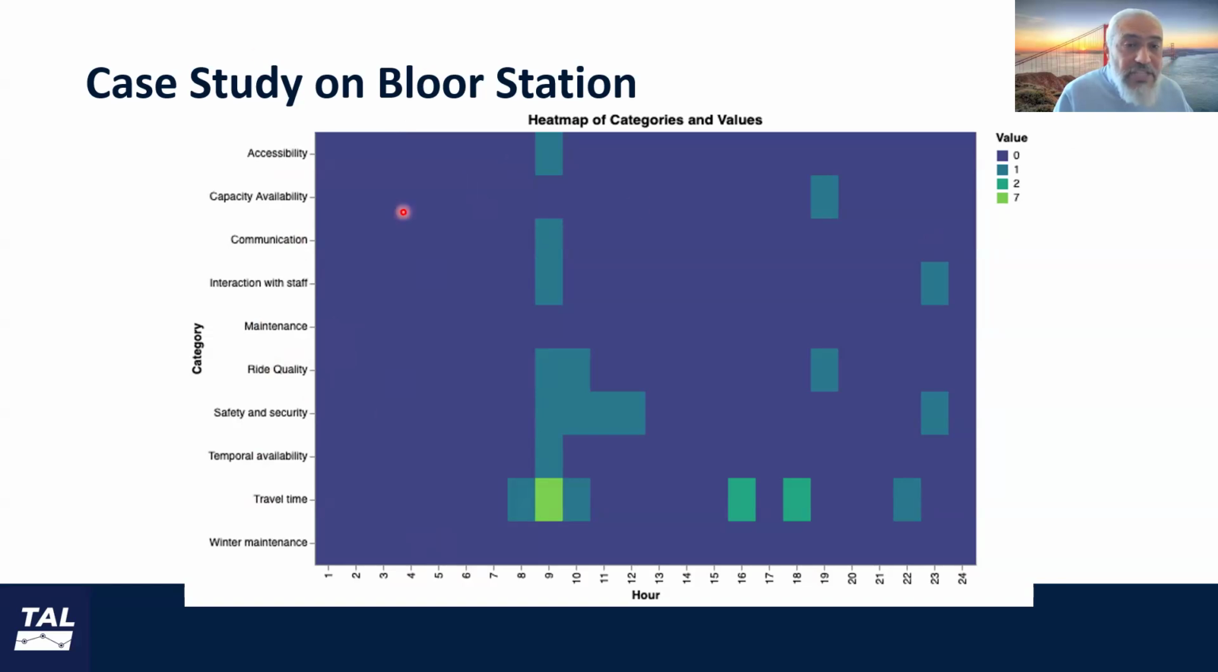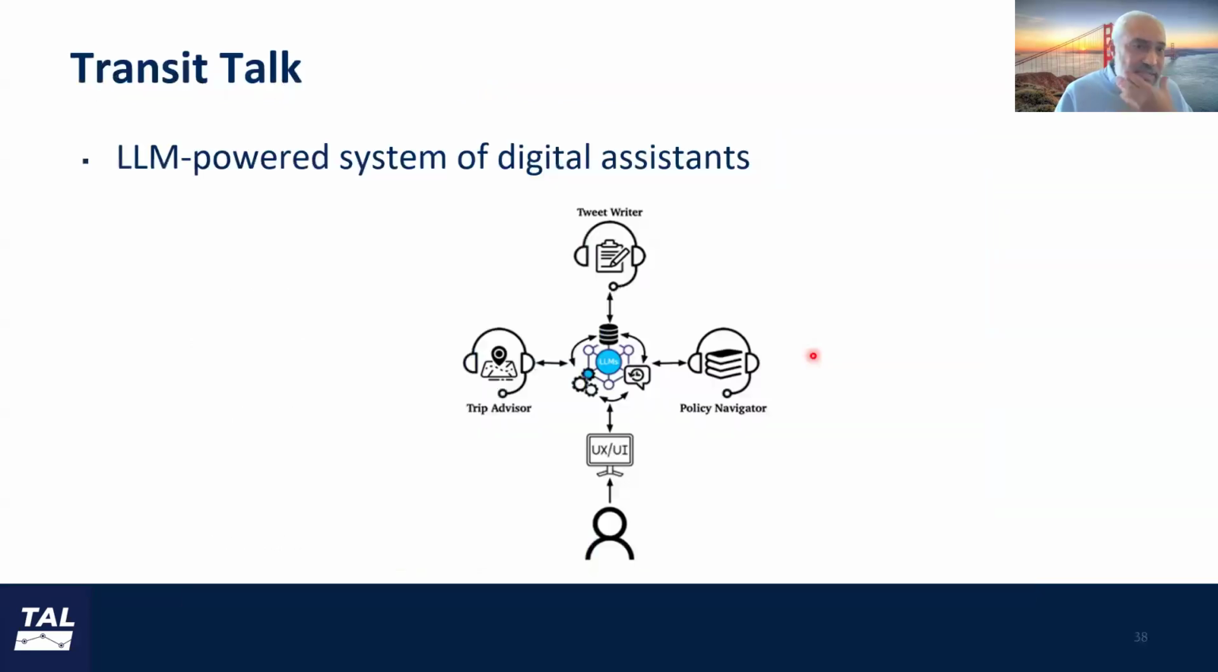So for example, you can construct a heat map like this. This is Bloor Station in Toronto, and those are the different kinds of problems. Over the time of the day, people talk, for example, between 8 and 9 about travel time. So the most frequent topic that they talk about is travel time. So you can construct things like this.